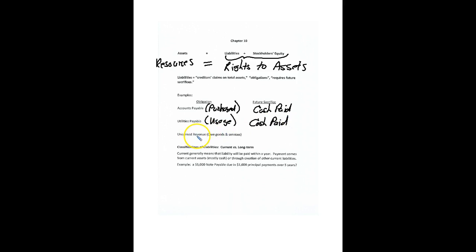Now, another type of liability that we have seen is this idea of unearned revenue. Unearned revenue is when we collected cash in advance from the customer and we owe goods and services. Again, the customer prepaid us, so we received our cash, but we haven't delivered the goods and services yet. So we owe goods and services. So in the future, that's what we're going to give up, goods and or services.